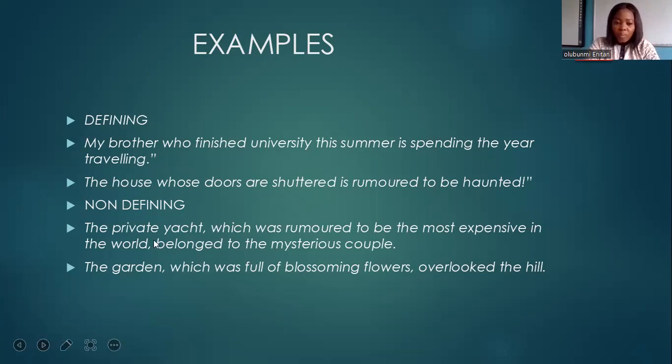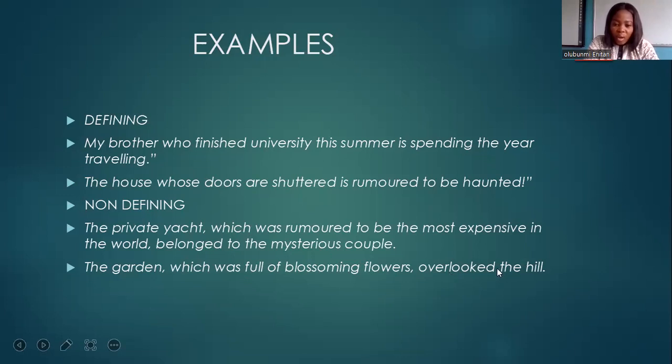Let's look at these examples. The private yacht, which was rumored to be the most expensive in the world, belonged to the mysterious couple. So you can say the private yacht belonged to the mysterious couple. It makes sense. You can decide to throw away which was rumored to be the most expensive. It's not that important for this message. The second one says the garden, which was full of blossoming flowers, overlooked the hill. Looking at this now, which was full of blossoming flowers can be left out of the message. The garden overlooked the hill.